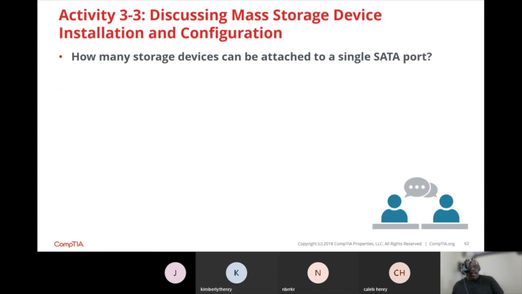How many storage devices can be attached to a single SATA port? A single SATA port: one. Remember, one drive per PATA port. I mean, per SATA port.